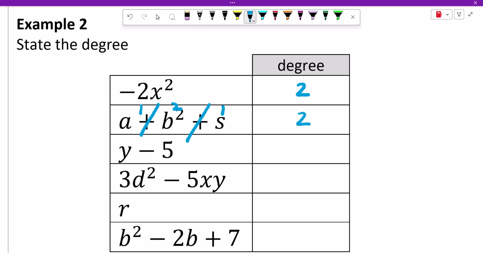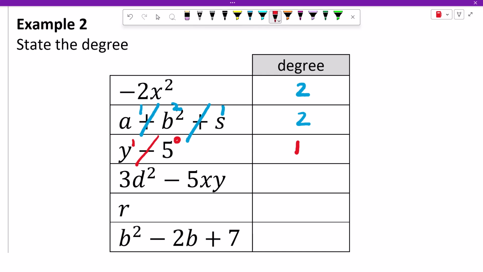How many terms are in the second part? Sorry, third question here. 2 terms. We split here. What's the degree? The first one has a degree of 1. The second one has a degree of 0. Overall, it's 1.